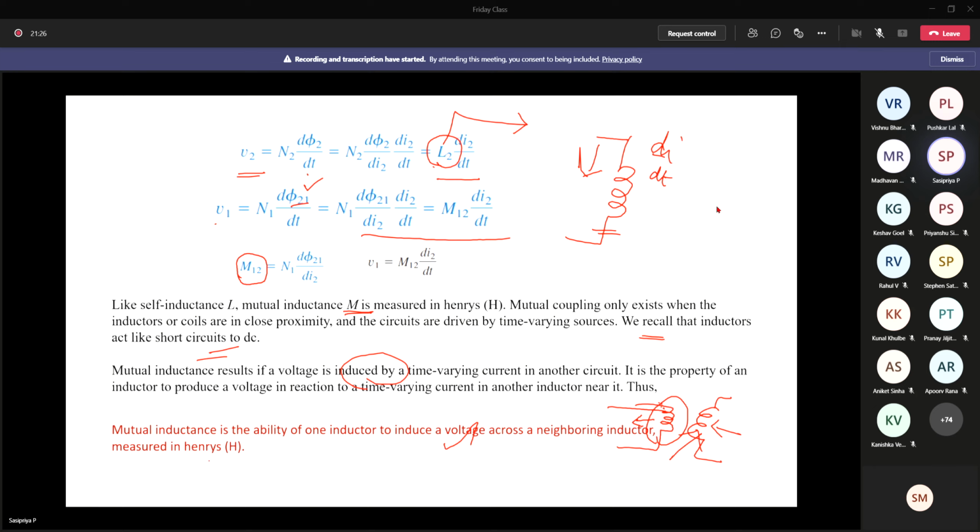Again, mutual inductance is also measured with a unit called Henry. What is the notation we have? Generally, inductors we represent with L and the unit is Henry. Whereas here, because of the coupling between the two coils, one inductor is able to produce an EMF in the neighboring coil. This inductance is called mutual inductance and is represented with the letter M. And again, the unit here is also Henry.